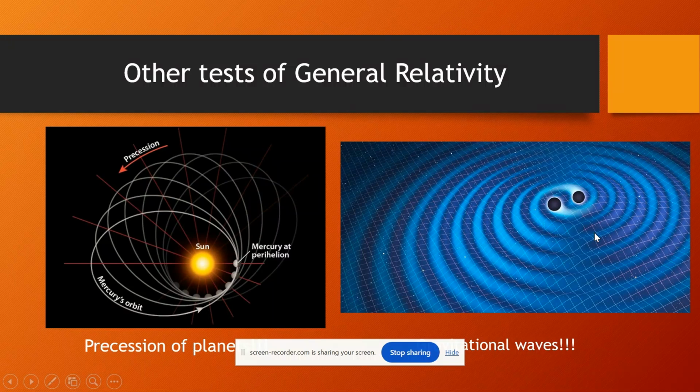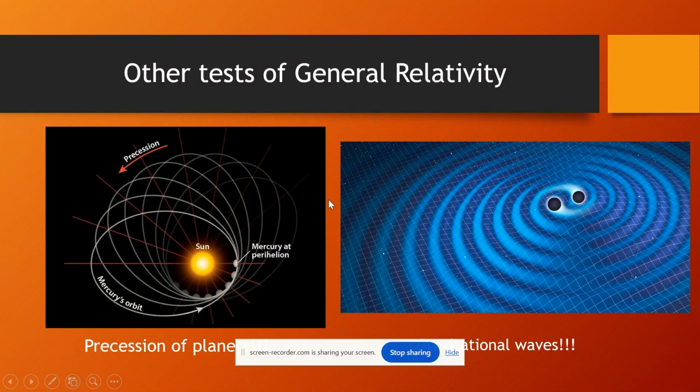Another success of general relativity is the existence of gravitational waves, which were discovered indirectly by Hulse and Taylor in 1974, because general relativity predicts the rate at which two objects will approach when they orbit around each other, and this rate of approach is proportional to the energy emitted by the gravitational waves. And it came out that in 1974 they could realize that the rate of approach matches with Einstein's theory.